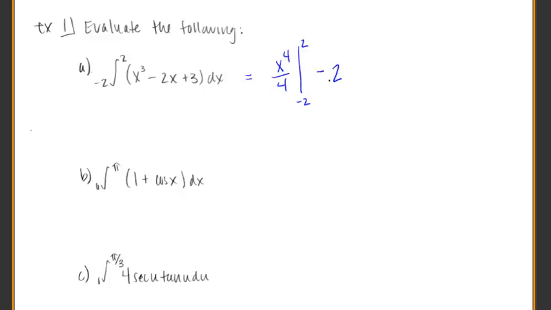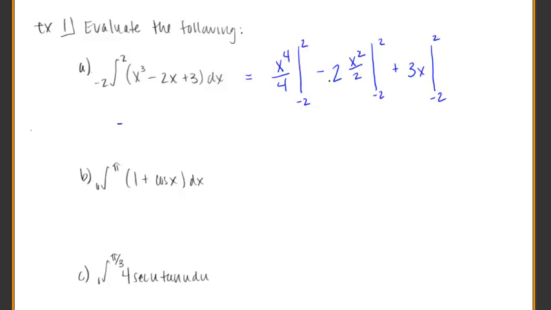Minus 2, and then the antiderivative, or the integral of 2x, or just x by itself, would be x squared over 2. And again, we're going to evaluate that from -2 to 2. And then the antiderivative of any constant, remember we just go 3x. Just add the variable to it, and evaluate from -2 to 2.